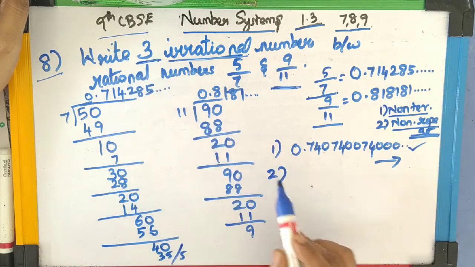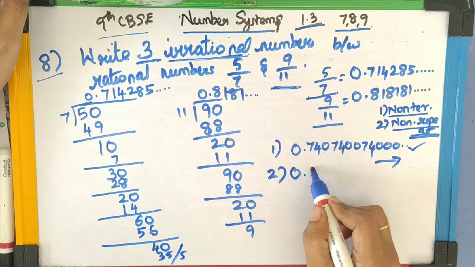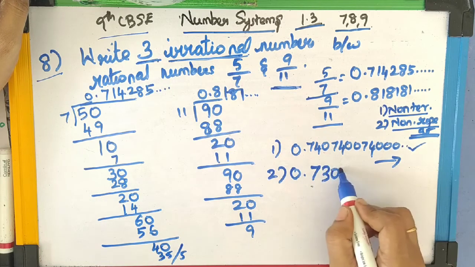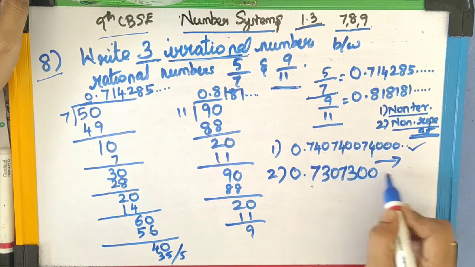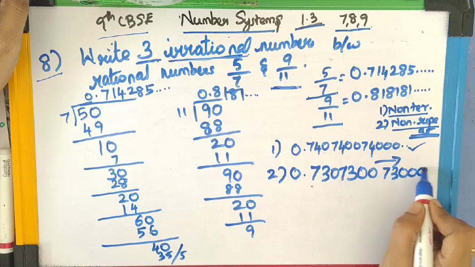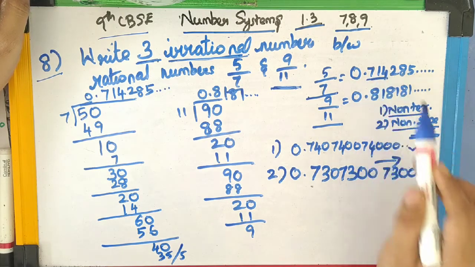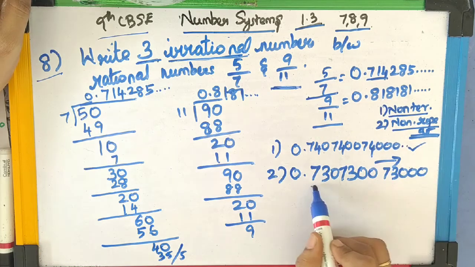Now let's take another example. 0.730, 7300, 73000. So it's up to you. You can write any number between these two.